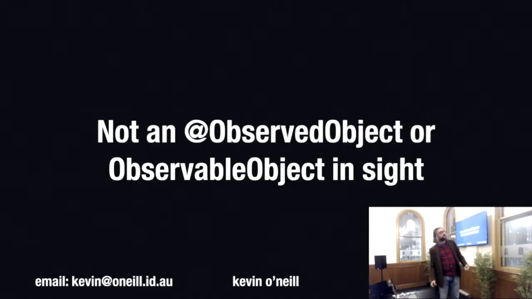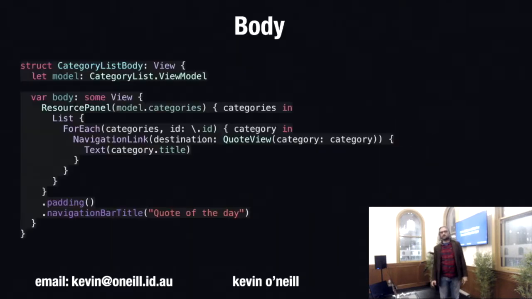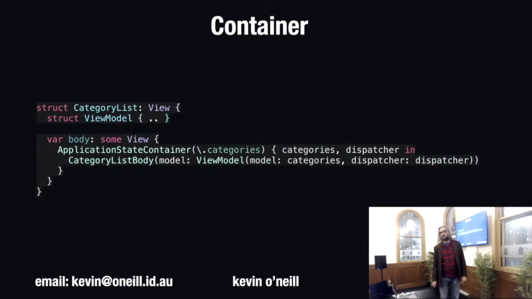What you can notice from that is that there is not an ObservedObject or ObservableObject in sight. We see a lot about ObservedObject and ObservableObject now coming out of the SwiftUI space. They're all about dealing with local state and knowing where your state is. The whole premise of this is to detach location of state from use of state.